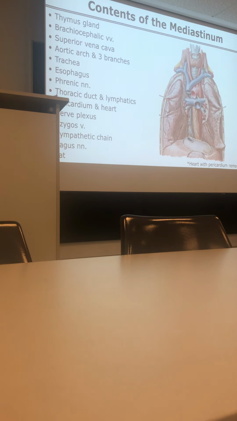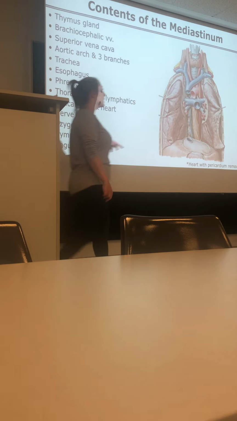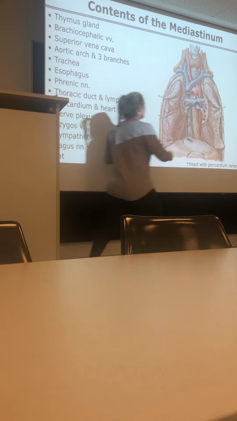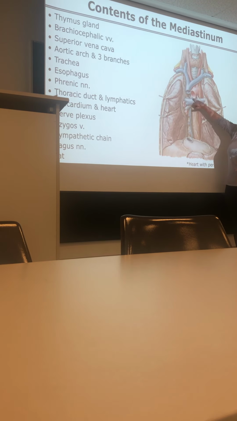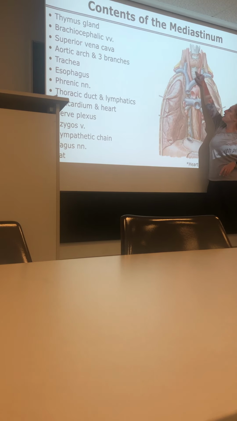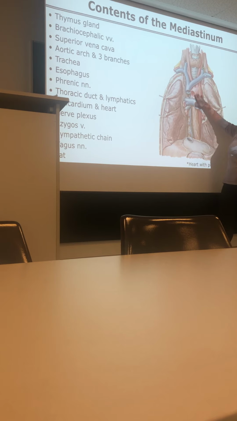And we have a bunch of structures that make up the contents of our mediastinum. Okay, so we have our thymus, which we know no longer really exists in adults, right? We have our brachiocephalic veins here. Okay, our superior vena cava located here. Our aortic arch and our branches are also part of the mediastinum. Okay, we have our trachea, which is coming down here. Our esophagus, which continues down. We have our phrenic nerves.